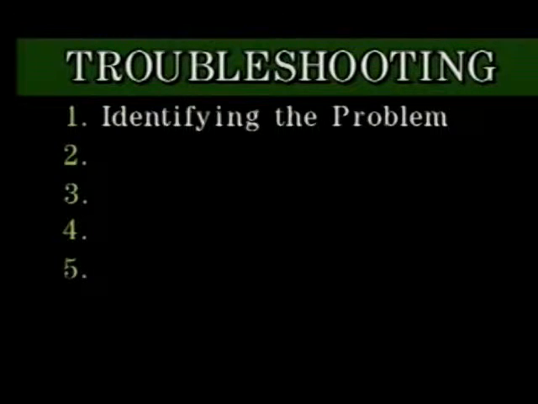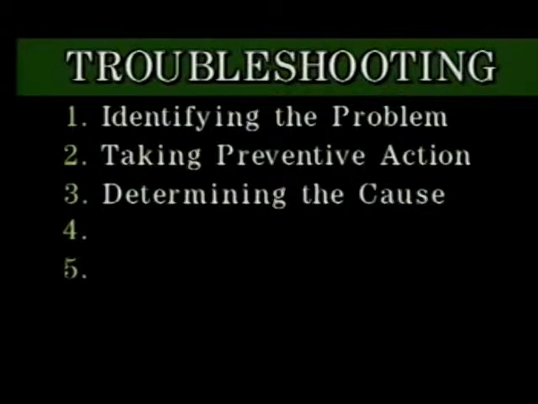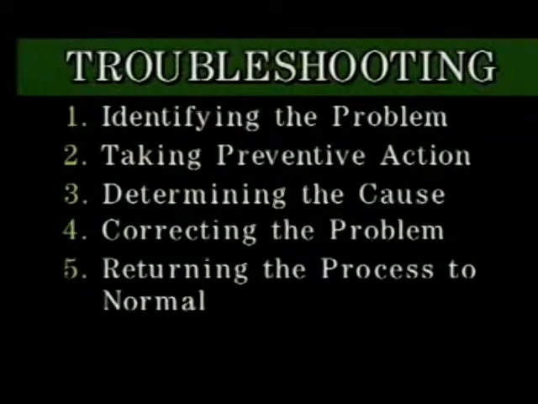For our purposes, we'll divide the troubleshooting procedure into 5 major steps. The 5 steps are identifying the problem, taking preventive action, determining the cause of the problem, correcting the problem, and returning the process to normal operation.